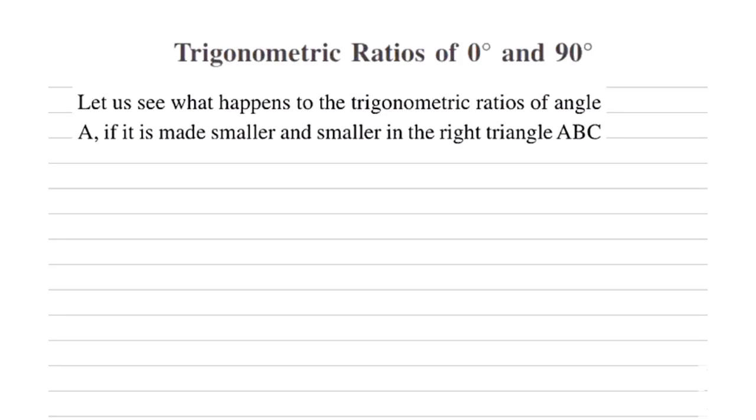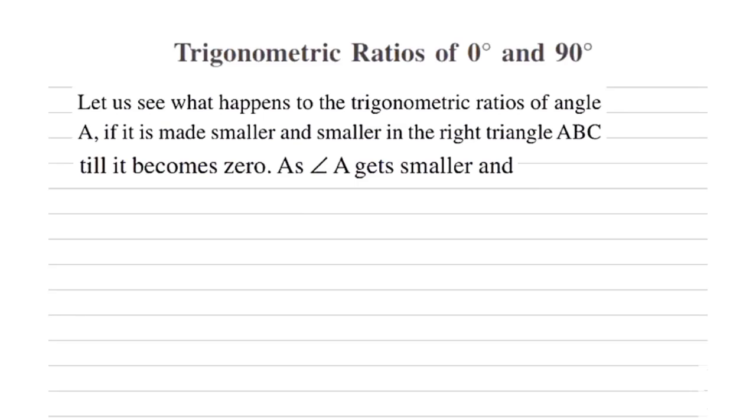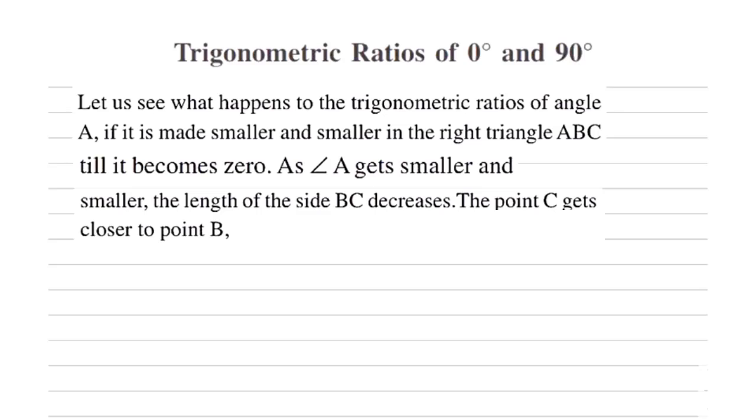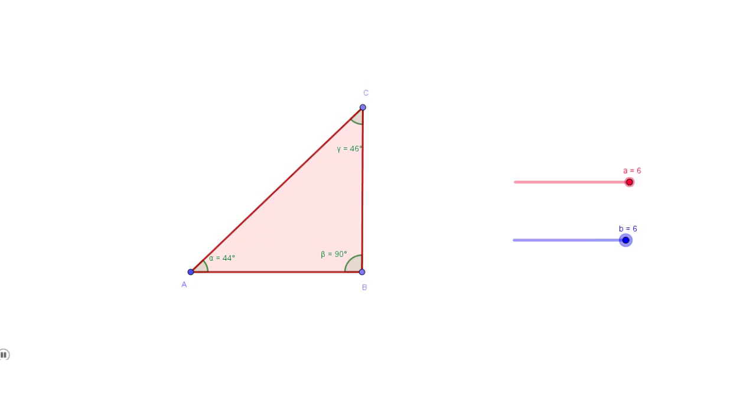Trigonometric ratios of 0 degree and 90 degree. Let us see what happens to the trigonometric ratios of angle A if it is made smaller and smaller in the right angle triangle ABC till it becomes 0. As the angle A gets smaller and smaller, the length of the side BC decreases. The point C gets closer to the point B, and finally when angle A becomes very close to 0, AC becomes almost the same as AB.